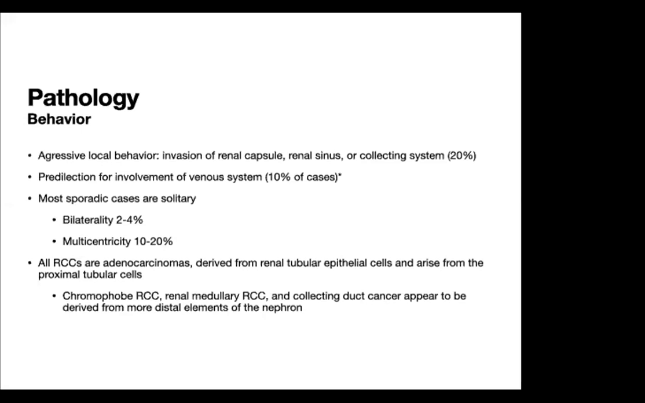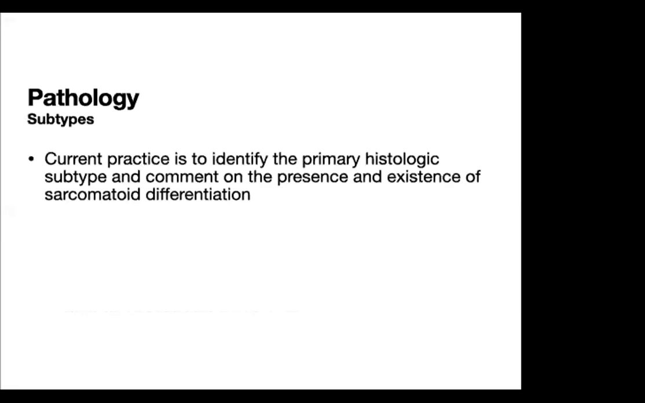Most sporadic cases are solitary, and bilaterality occurs in 2 to 4%, multicentricity in 10 to 20%. All RCCs are adenocarcinomas derived from the renal tubular epithelial cells and arise from the proximal tubular cells. Chromophobe RCC, renal medullary RCC, and collecting duct CA appear to be derived from the more distal elements of the nephron, as was discussed earlier.